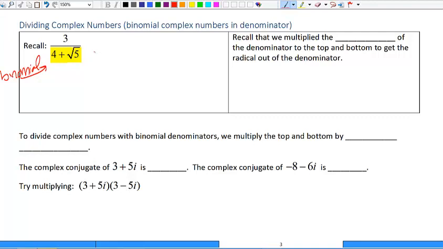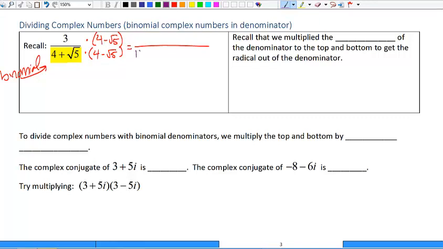So I am going to remind you that what we did in this particular problem to get the radical out of the denominator is we multiplied by its conjugate. The first number stayed the same and the second number changed. Again, you only multiply the conjugate of the denominator to get the denominator to have no radicals. The numerator, you just have to multiply the same thing from the denominator and the numerator.